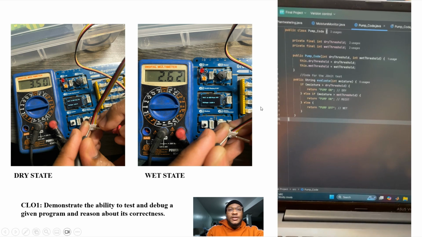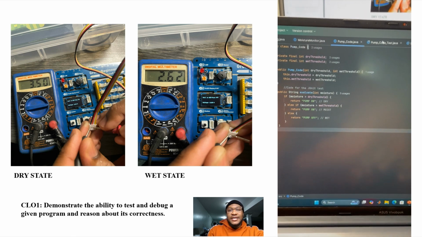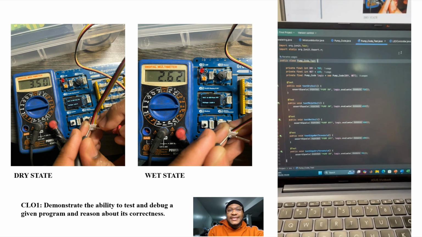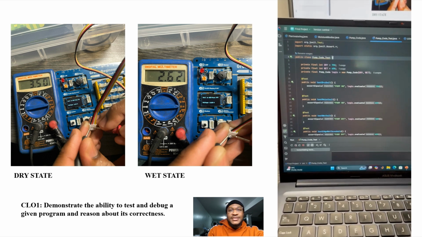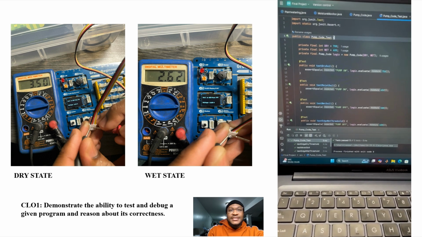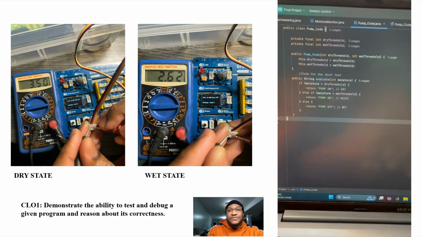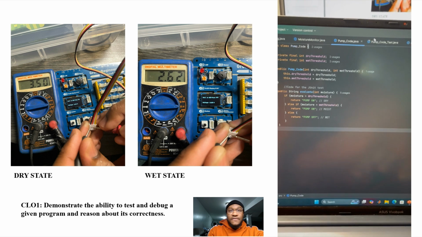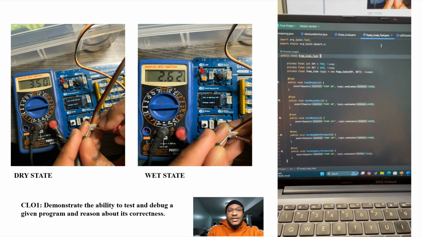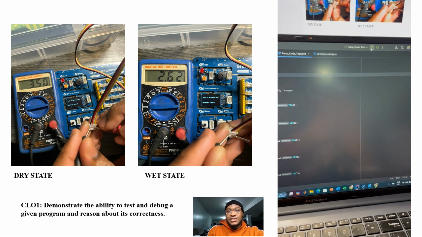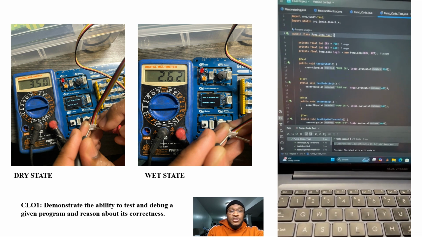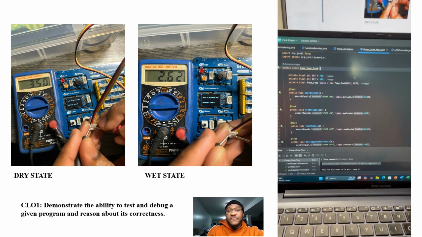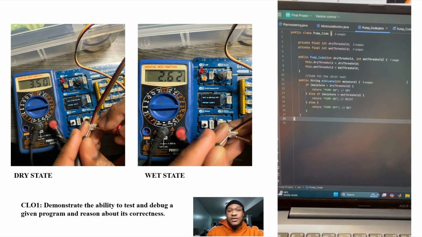For Learning Outcome 1, to test my project logic, I created a separate PumpCode and tested it using JUnit. The test cases covered dry, moist, and wet conditions. Each test checked if the system correctly decided whether to turn the pump on or off based on the moisture level. This confirms my project logic works under all expected conditions. A voltmeter was also used to verify the voltage received from the moisture sensor.